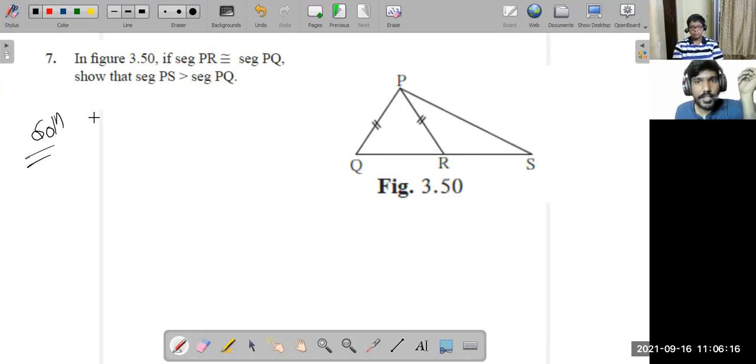Okay. So in triangle PRS, look at angle PRS. What type of angle is it? Is it an acute angle or is it an obtuse angle? Obtuse. So angle PRS is an obtuse angle.